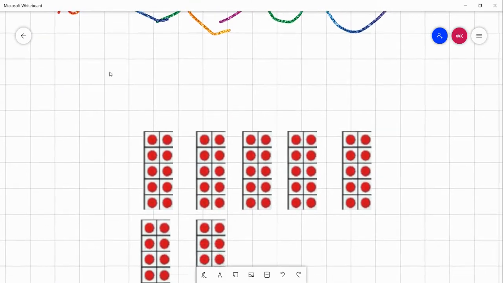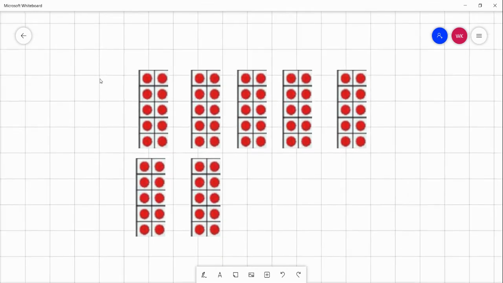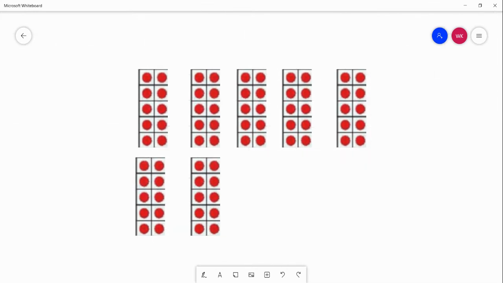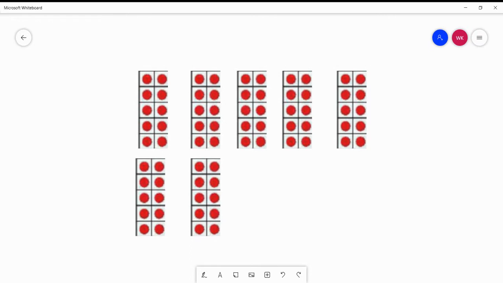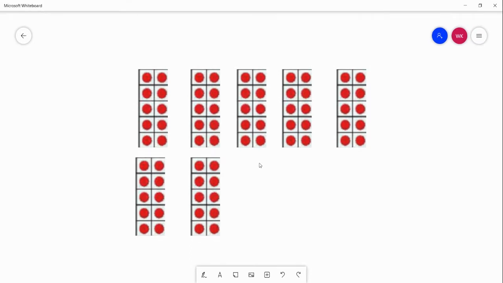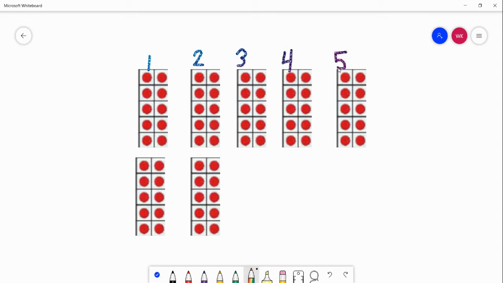All right, I have another one for you guys that I want you to figure out. So you're going to see how many groups that we have. You can draw this out on your paper, or you can just figure this one out. All right, so we have one group, two groups of 10, three groups of 10, four groups of 10, five groups of 10, six groups of 10, and seven groups of 10.